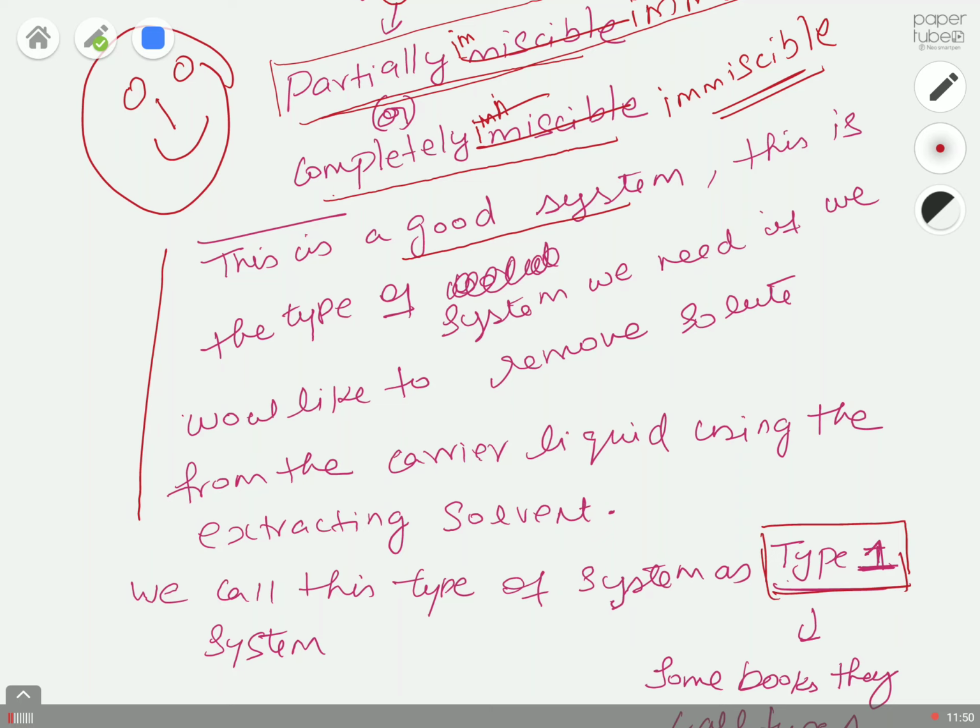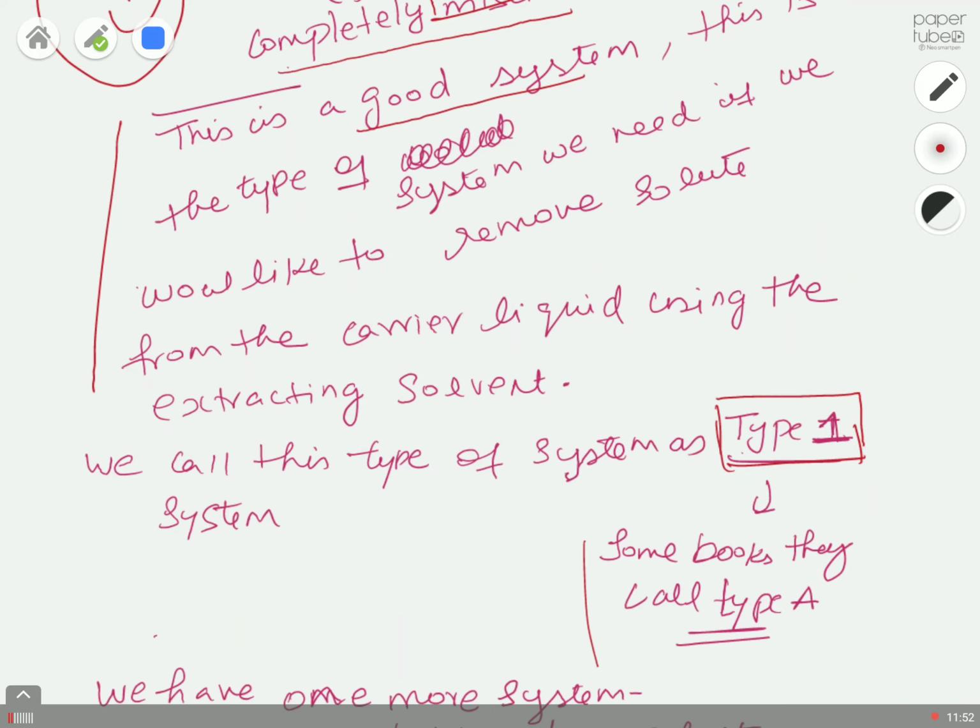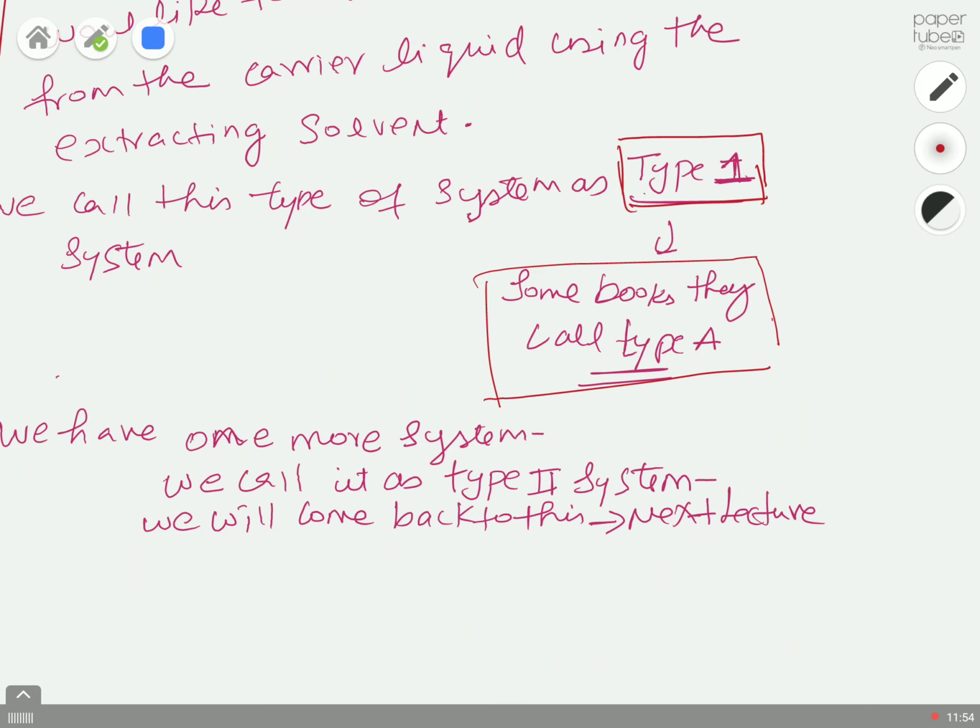There are a few textbooks like Coulson and Richardson, I think they call this type of system type A. At the end of this lecture I will tell you what the books are. If you really like to read this chapter from different books, I'm going to suggest a few books that you can download or get from the internet. I think our library has a copy, or maybe an ebook of those titles, so you can send a request to the librarian and use it for your reference.